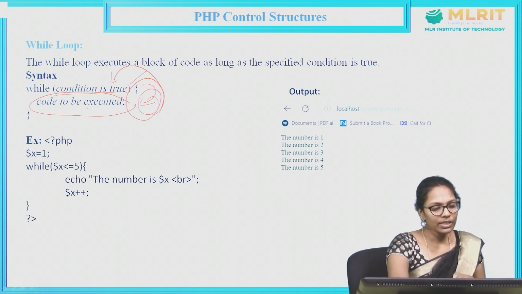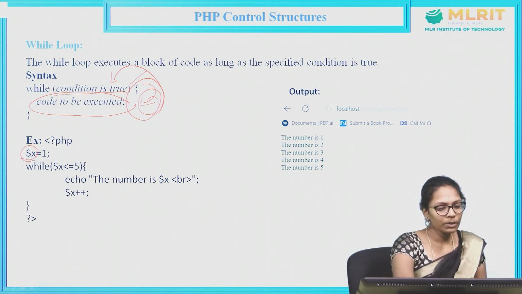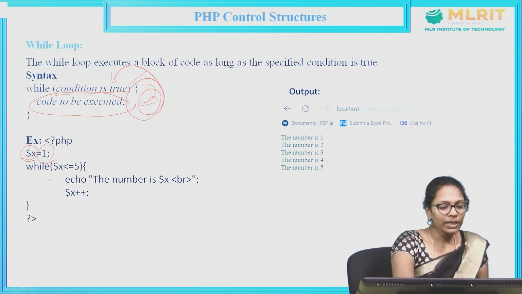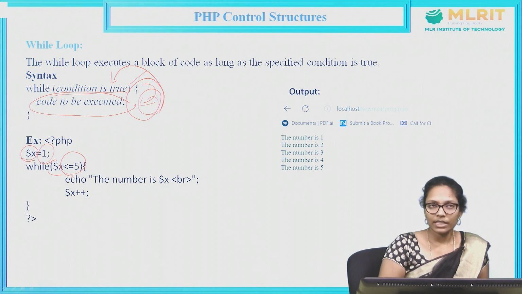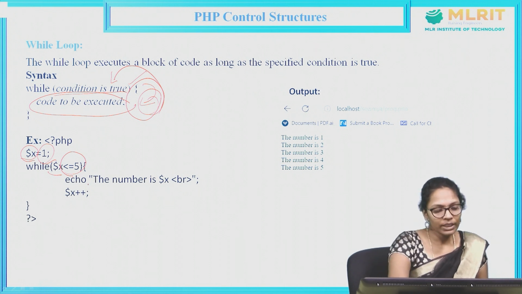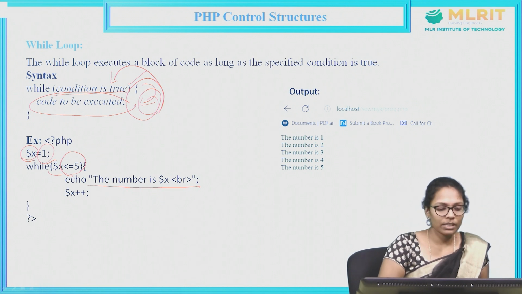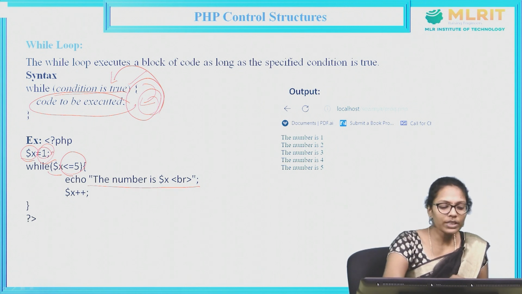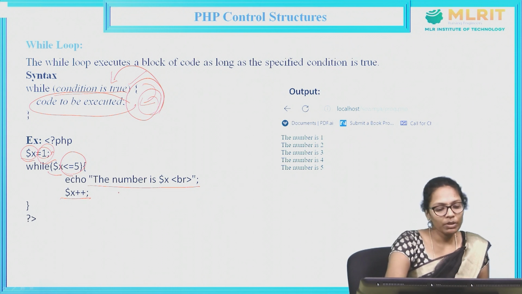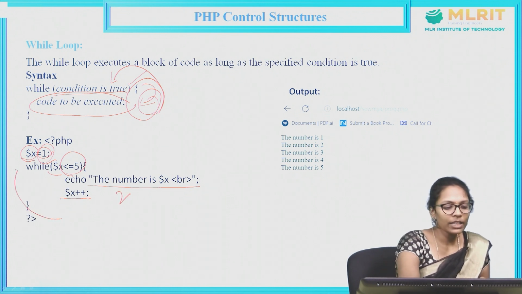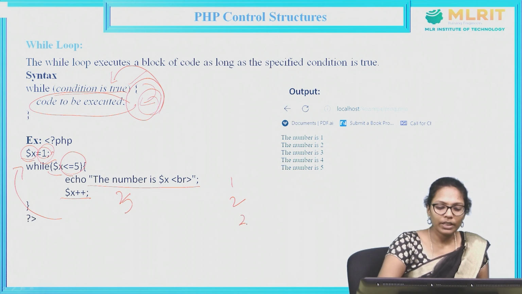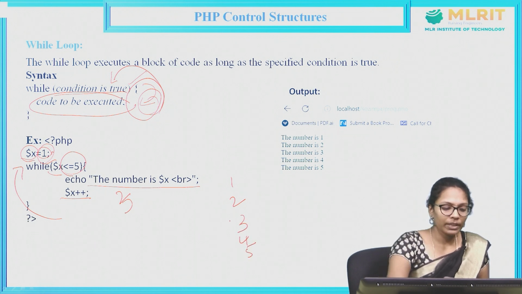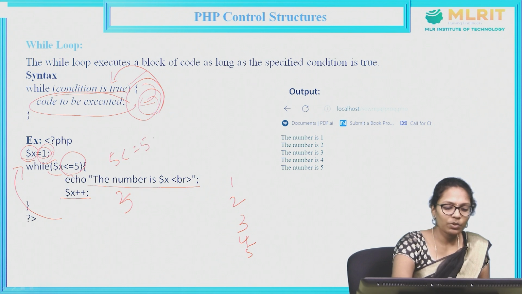Here we are taking one example. I'm taking $x as a variable which I'm initializing with 1. Now I'm writing the condition $x is less than or equal to 5. The $x value is 1, which is less than or equal to 5, so the condition is true. Then I'll get this message: the number is $x. What is the number? 1. After that I'm incrementing the $x value, now it will become 2. Again it will go back and check: 2 is less than or equal to 5, yes, true. Again it will print the message 2. Then it will be incremented to 3. 3 will be printed, 4 will be printed, 5 will be printed. Why? Because 5 less than or equal to 5 is also true.